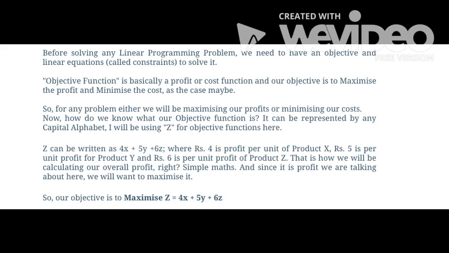Now, how do we know what our objective function is? It can be represented by any capital alphabet. I will be using capital Z for objective functions here. Z can be written as 4x plus 5y plus 6z, where rupees 4 is profit per unit of product x, rupees 5 is per unit profit of product y, and rupees 6 is per unit profit of product z. That is how we will be calculating our overall profit, right? Simple maths. And since it is profit we are talking about here, we will be maximizing it. So our objective function is to maximize z, that is equal to 4x plus 5y plus 6z.